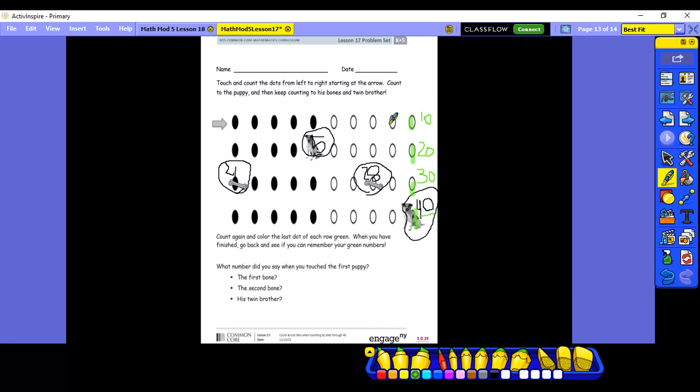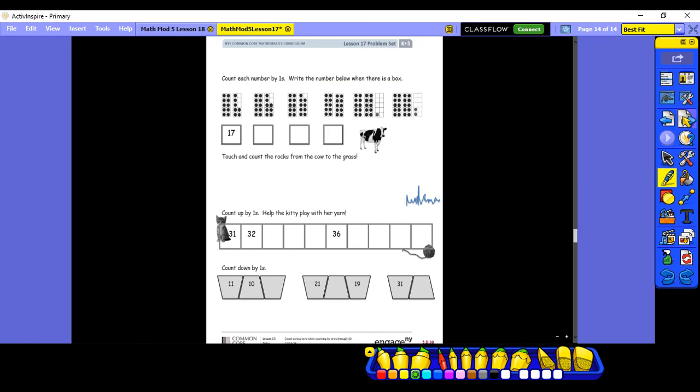After we get to the group of 9, one more gets us the group of 10. 9, one more is 10. 19, one more is 20. 29, one more is 30. 39, one more is 40. Great counting, Cardinals. Now let's see if we can count across our tens as we look at our 10 frames.